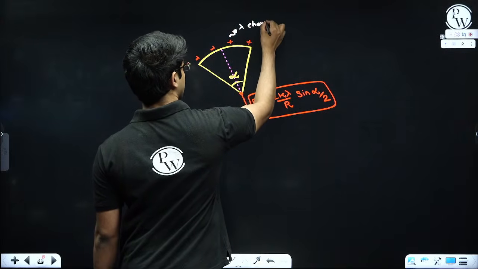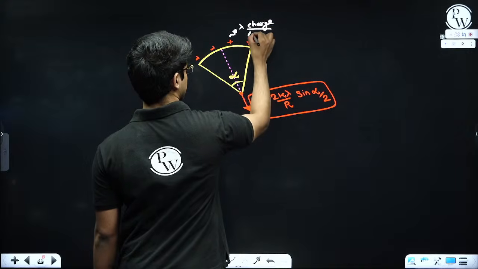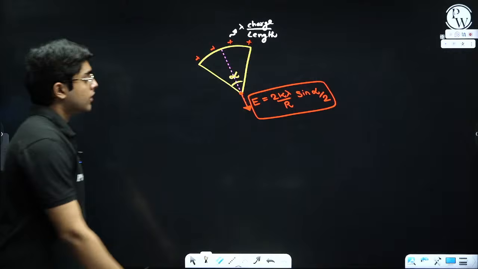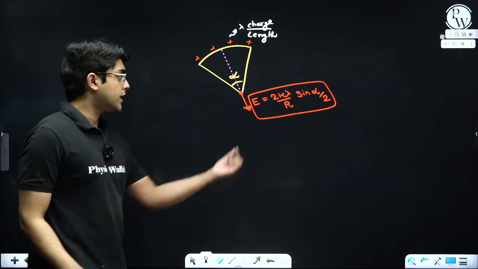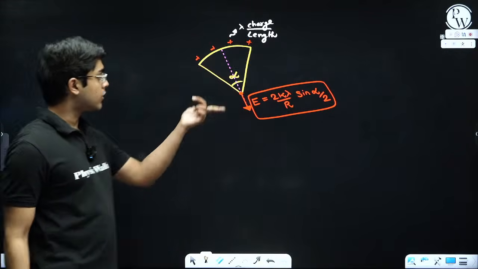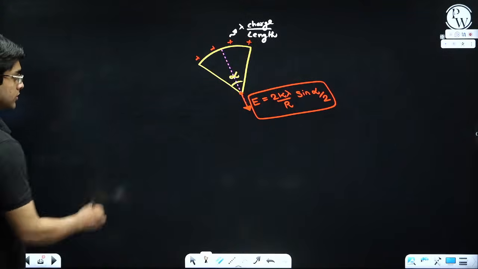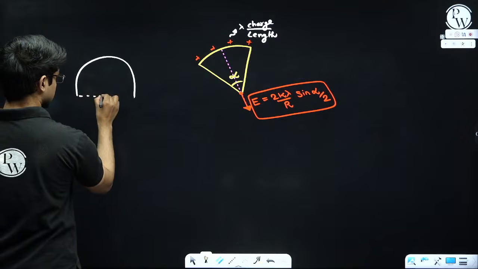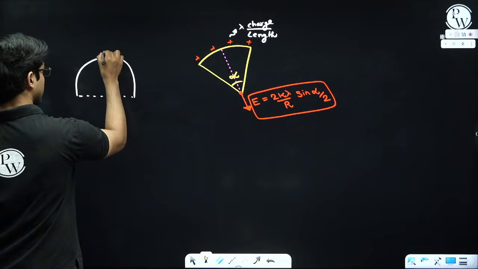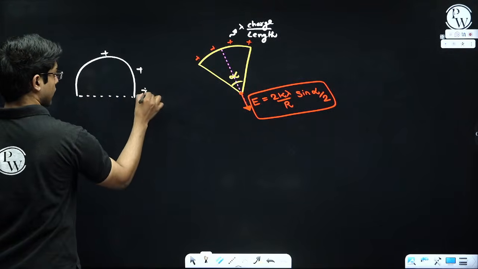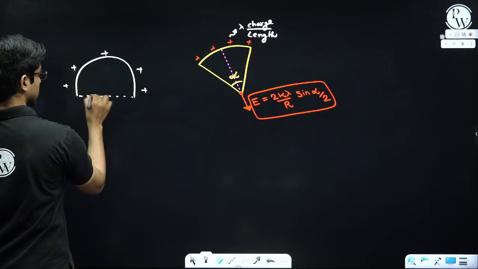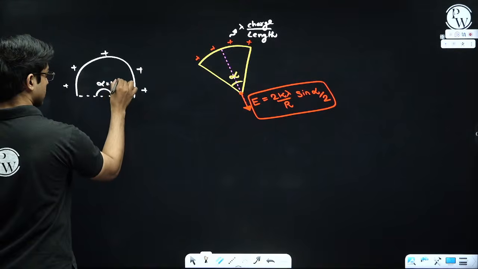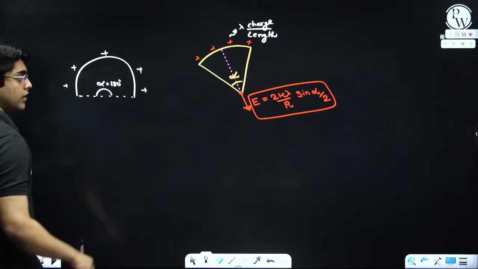Lambda is the charge per unit length. So if we use this formula, we can get the answer for the semicircular arc as well as a quarter circle, right? For a semicircular wire, all you have to do is put this angle alpha as 180 degrees.